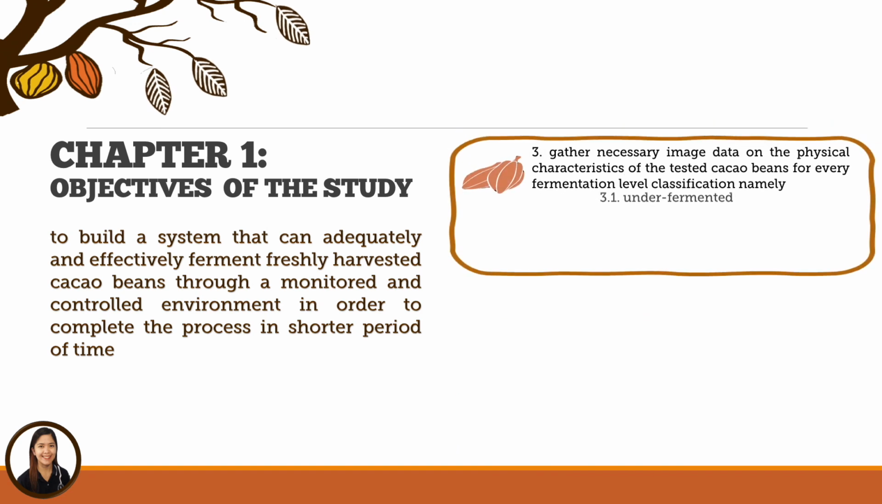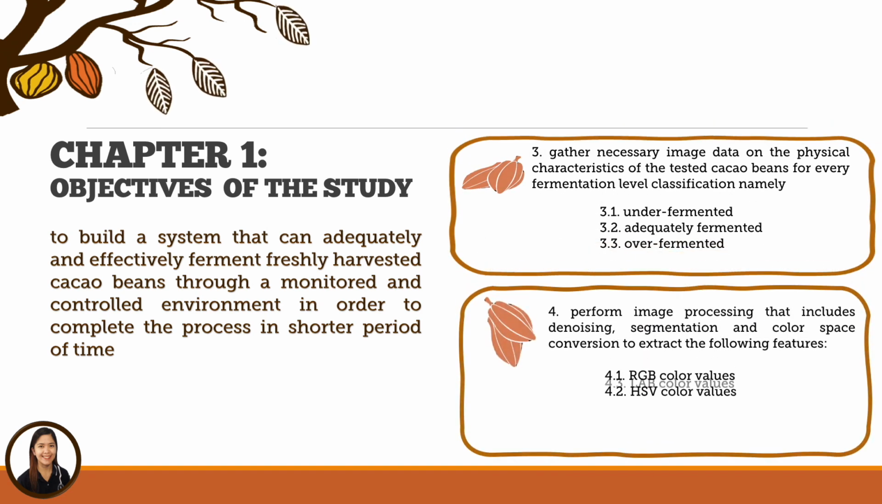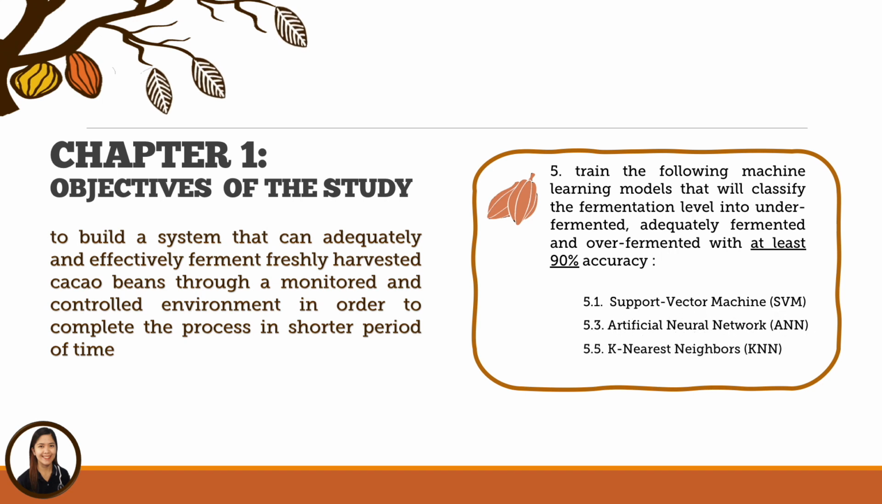Number 3, gather necessary image data on the physical characteristics of the tested cacao beans for every fermentation level classification, namely under-fermented, adequately fermented, over-fermented. Number 4, perform image processing that includes denoising, segmentation, and color space conversion to extract the following features: RGB, HSV, and LAB. Number 5, train the following machine learning models, namely SVM, ANN, and KNN, that will classify the fermentation level with at least 90% accuracy.